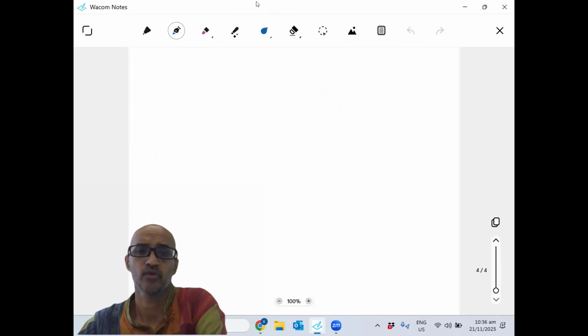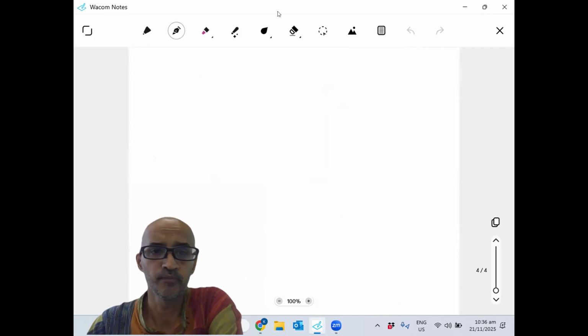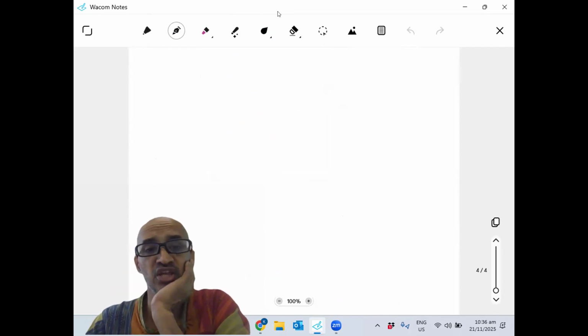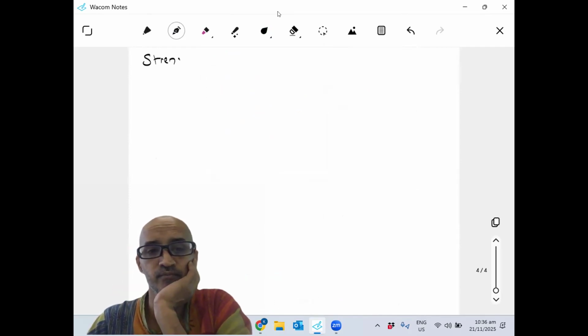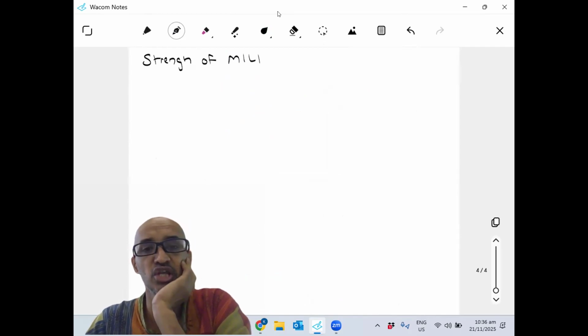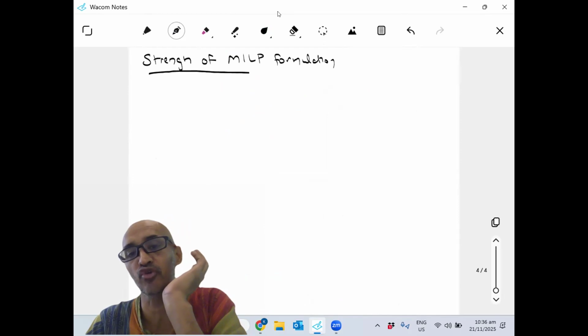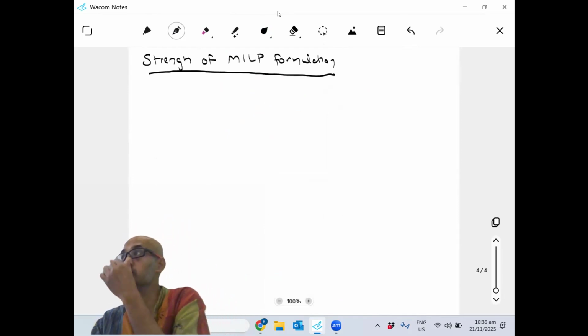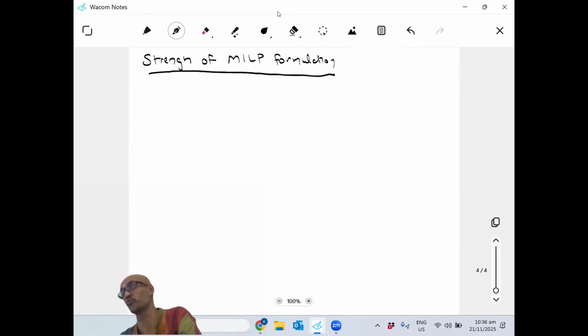So our next goal will be to start thinking about the strength of mixed integer linear programming formulations. How do you know if a mixed integer linear program that you have written is a good formulation or not? What makes a good formulation? It's not as easy as linear programming. And so we'll discuss this.